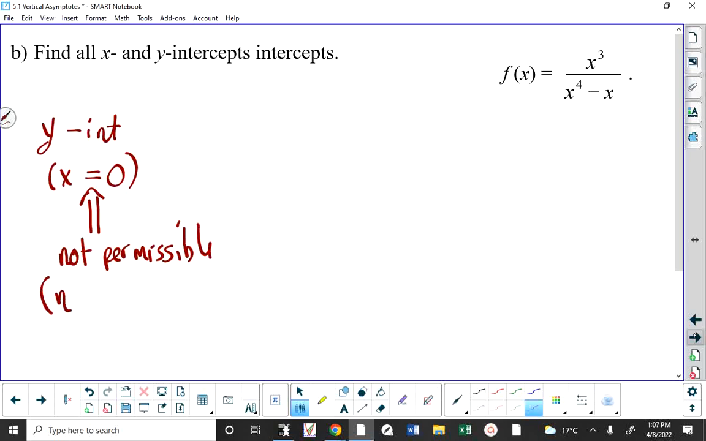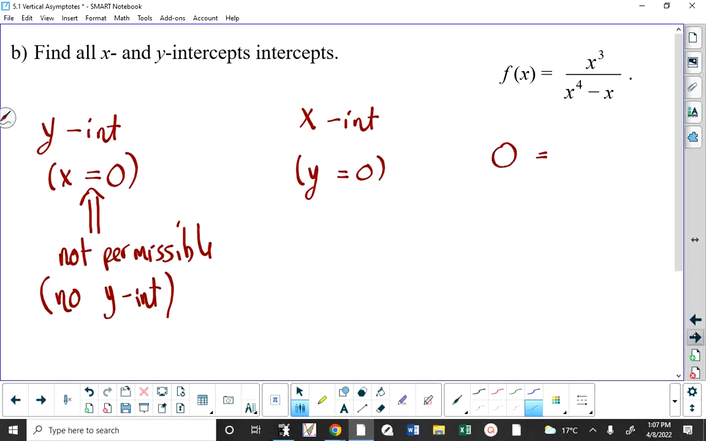Which means there's no y-intercept. If we want to find x-intercepts, then we let y equal 0. Well, I want to demonstrate something to you. If I let y equal 0, then this becomes 0 equals x cubed over x to the 4 minus x. We have to solve that equation for x.